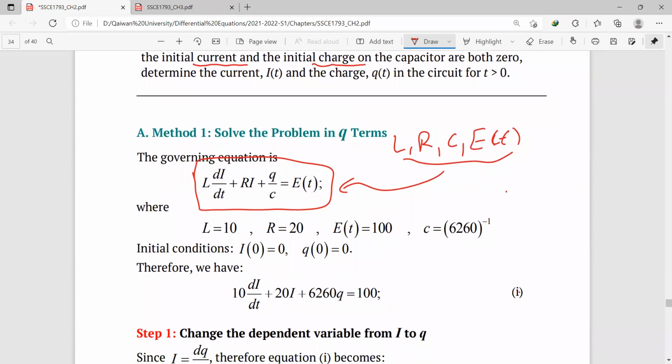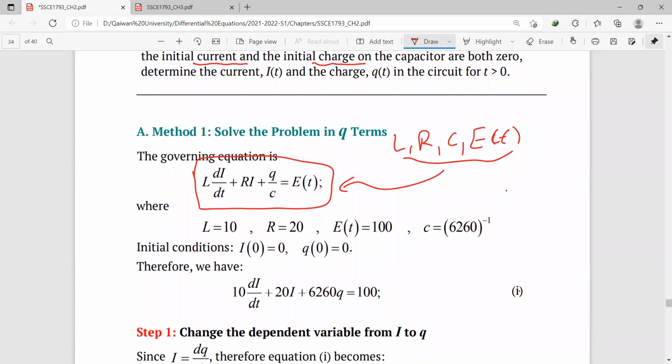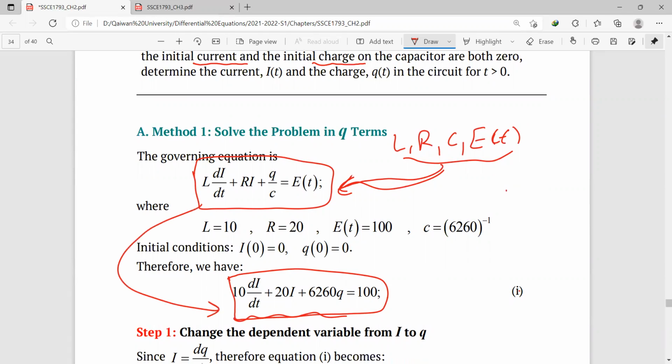So the differential equation becomes like this. If we replace L, R, C, and E of t, we get this differential equation. This is our differential equation that we work on to solve.